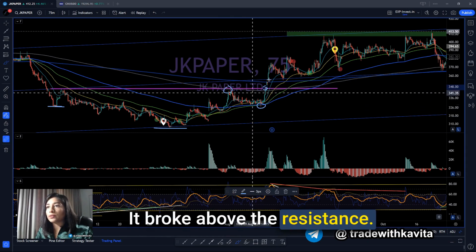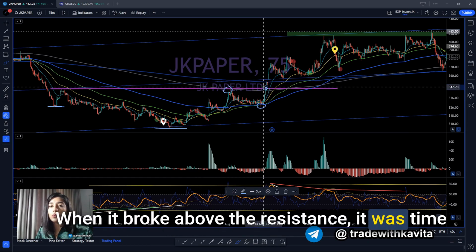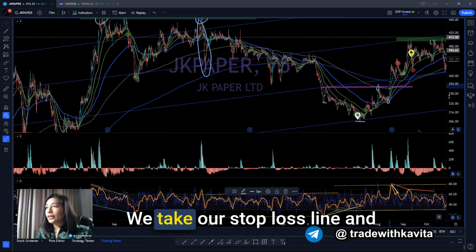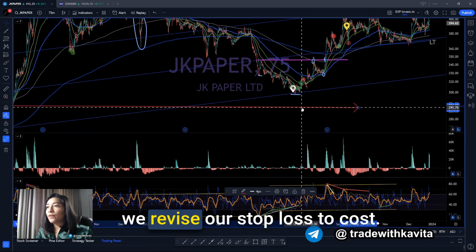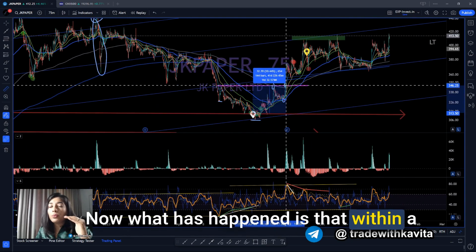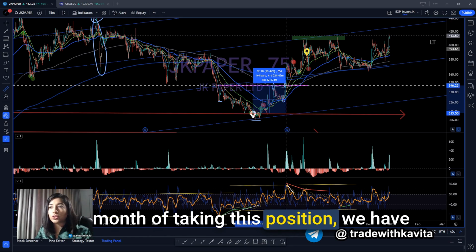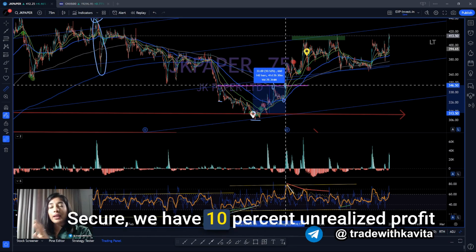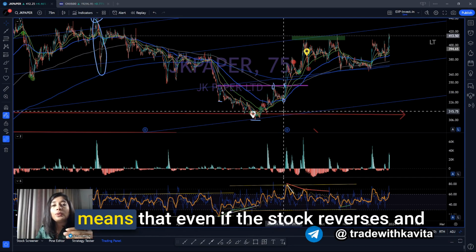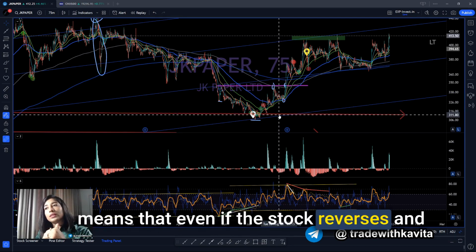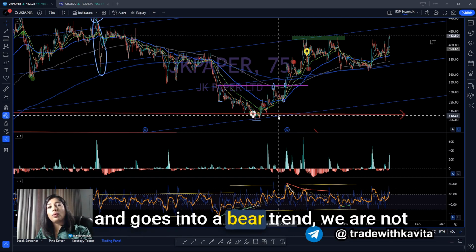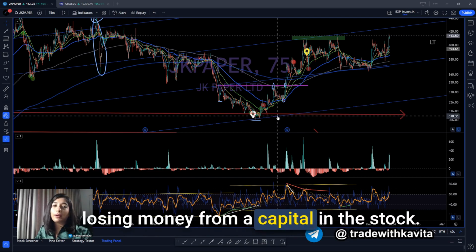It broke above the resistance. When it broke above the resistance, it was time for us to revise our stop loss for the first time. So where should we go? We take our stop loss line and we revise our stop loss to cost. Now, what has happened is that within a month of taking this position, we have 10% unrealized profit, and now the position is break even, which means that even if the stock reverses and falls entirely out, if it completely reverses and goes into a bear trend, we are not losing money from our capital in the stock.